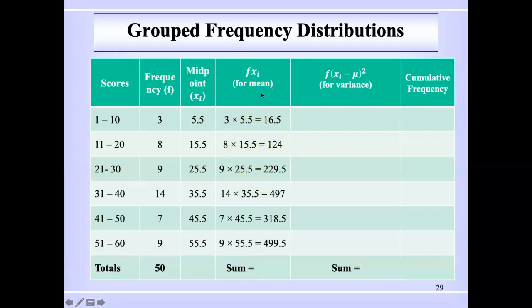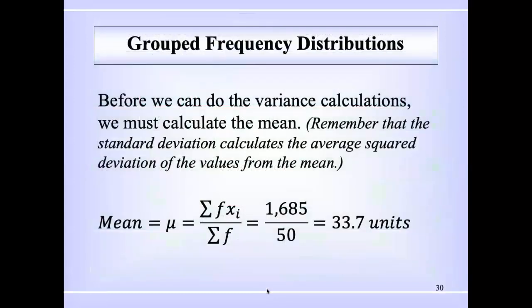And then, as the top part of the formula says for the mean, we find the sum of f times xi. So we add all of these. So we have 16.5 plus 124 plus 229.5 plus 497 plus 318.5 plus 499.5, and that gives us 1,685. So we find the sum, and the next step is to actually just go to our formula.